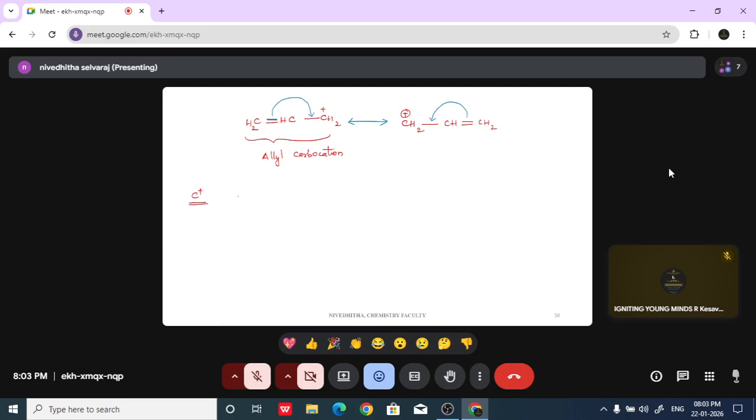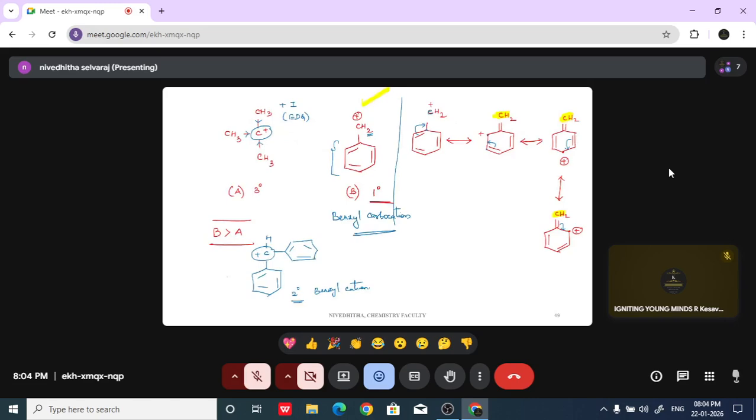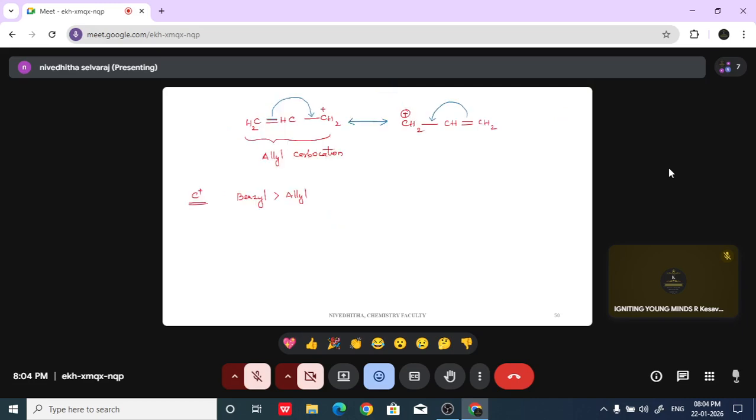If you compare the stability, benzyl carbocation is more stable than allyl, because both the carbocations are stabilized by resonance. But as far as allyl carbocation is concerned, we have only two resonating structures. But in benzyl carbocation, we have 4 resonating structures. As the number of resonating structures increases, stability also increases. So benzyl is more stable than allyl.